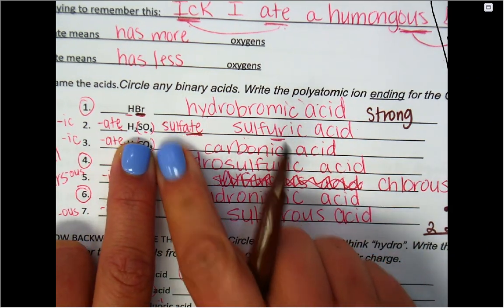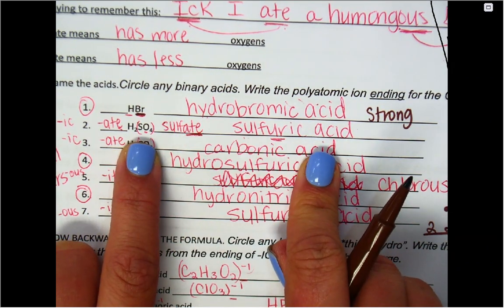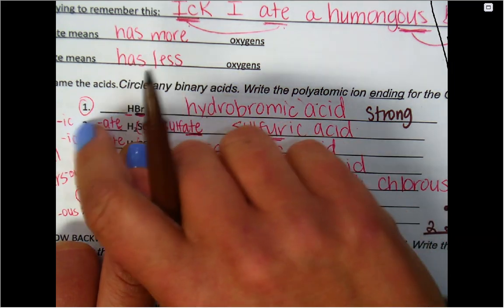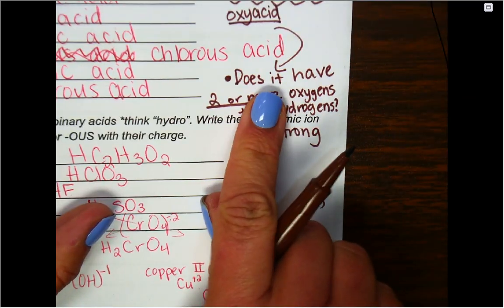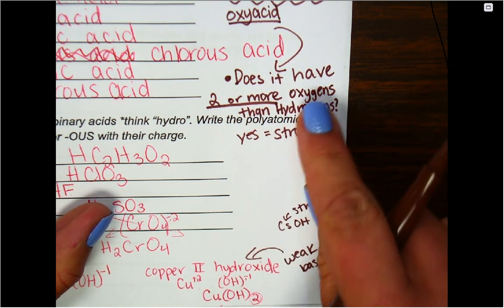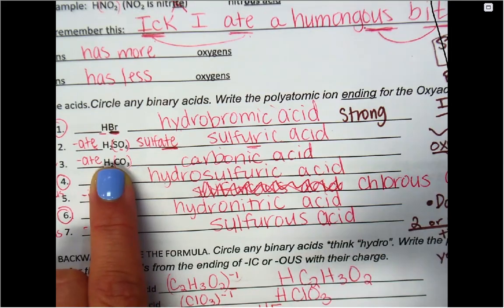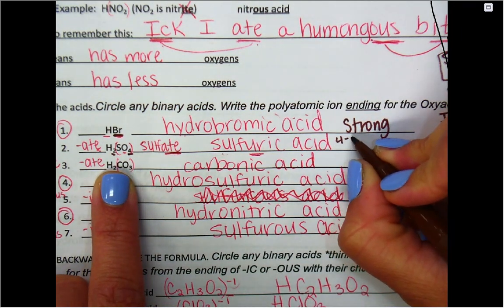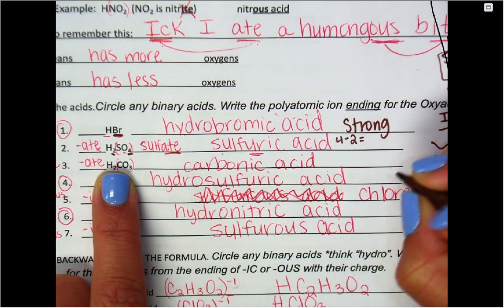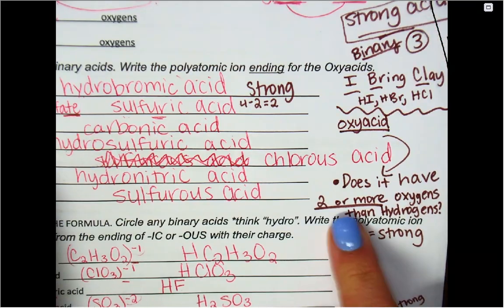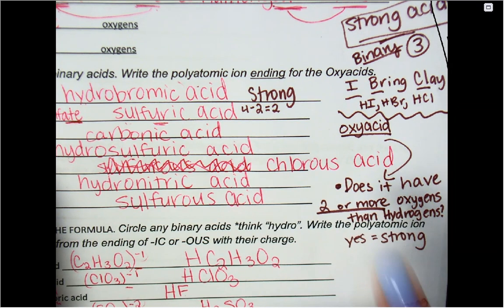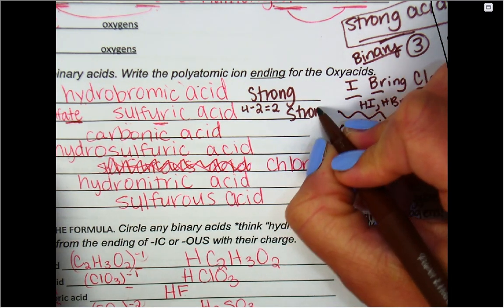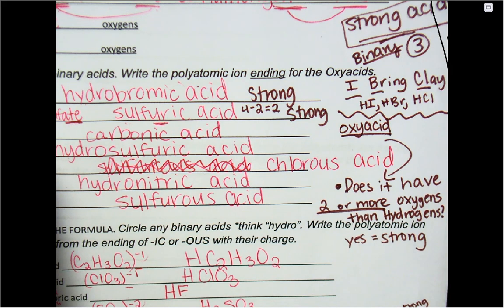All right, the next one we have sulfuric acid. This one is an oxy acid. We're going to ask ourselves, does it have two or more oxygens than hydrogens? So we're going to look at the subscripts, 4 and 2, and do a little math in our head. 4 minus 2 equals 2. Is that 2 or more? Yeah, absolutely. So this means it's strong. So with oxy acids, you're asking yourselves that question and doing a little math with the subscripts.